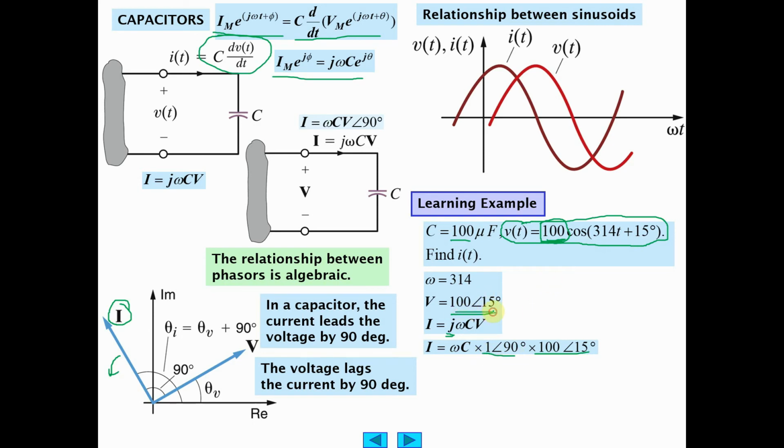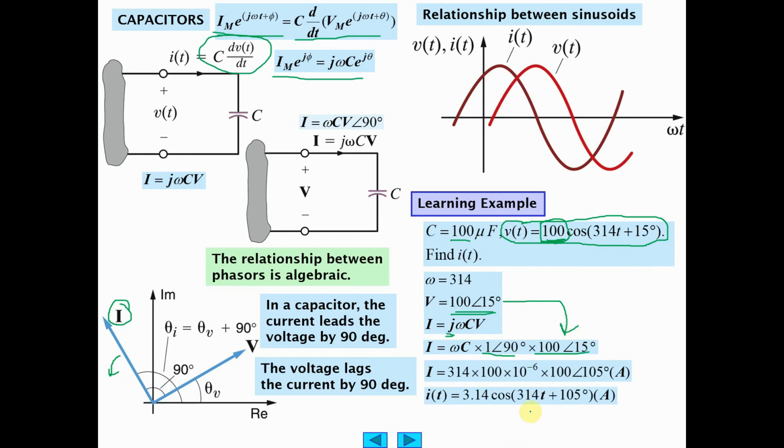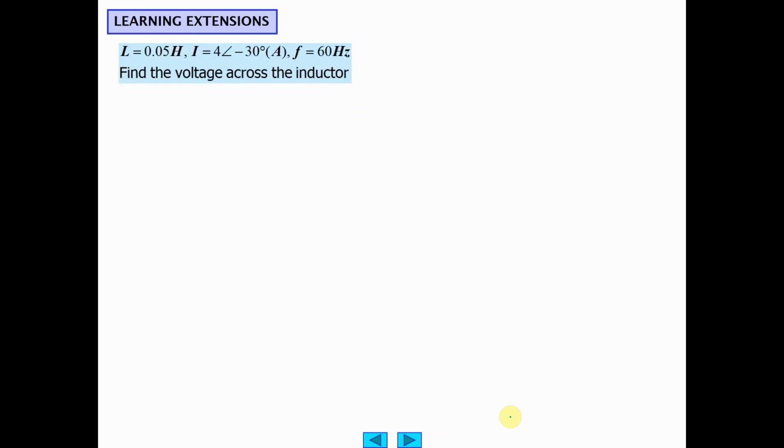V is, remembering the substitution, and multiply all the things together. Angles add. The amplitudes multiply. Ain't too tough, actually, once you get used to it.